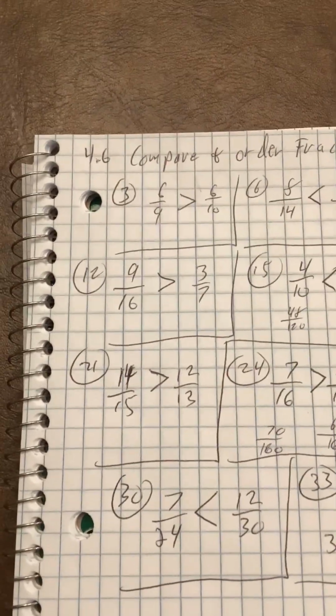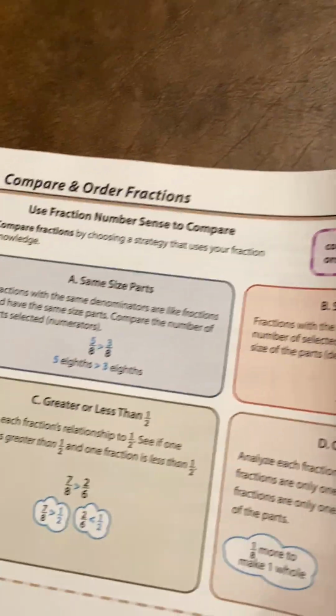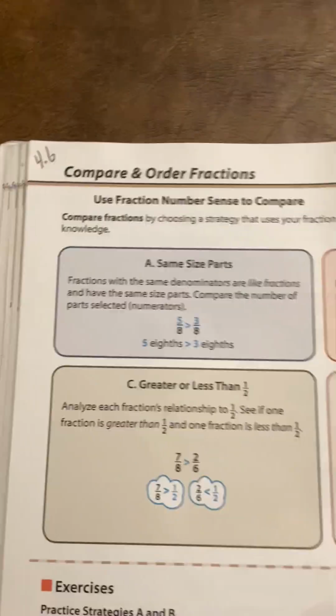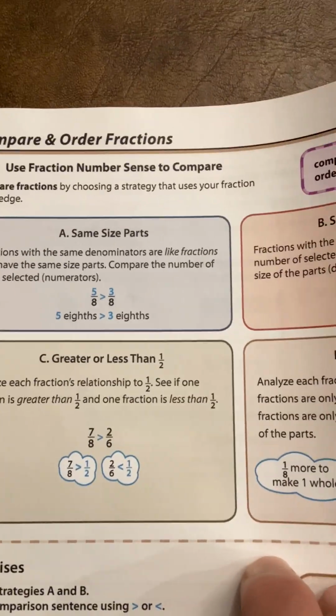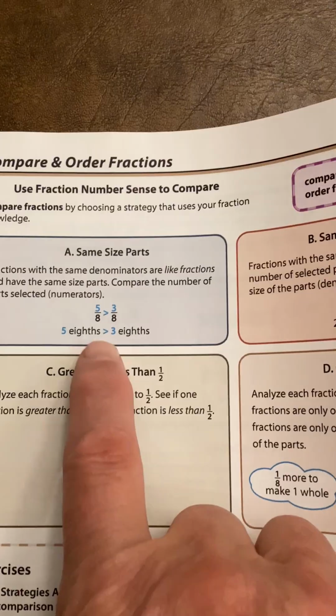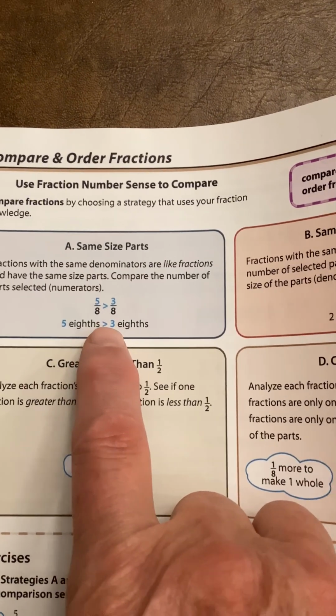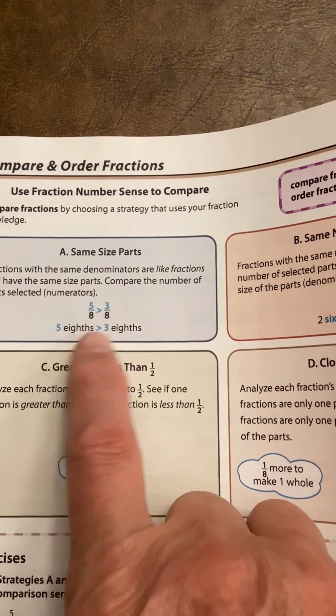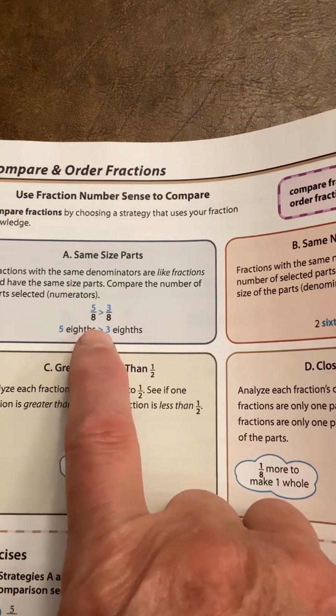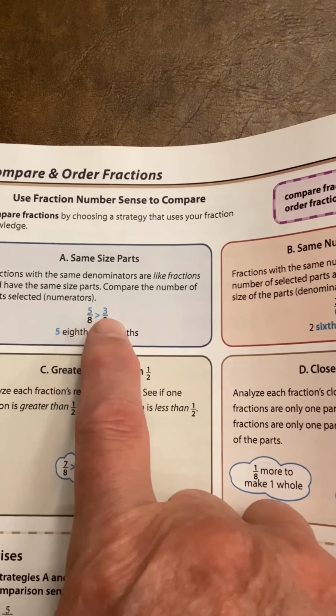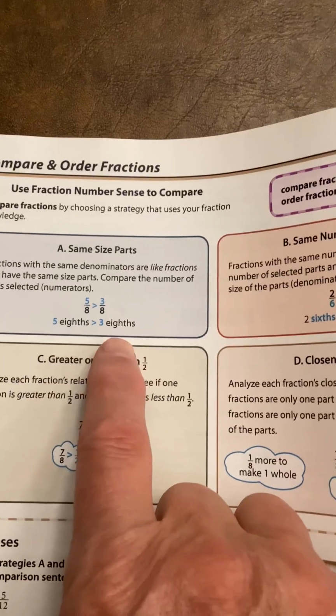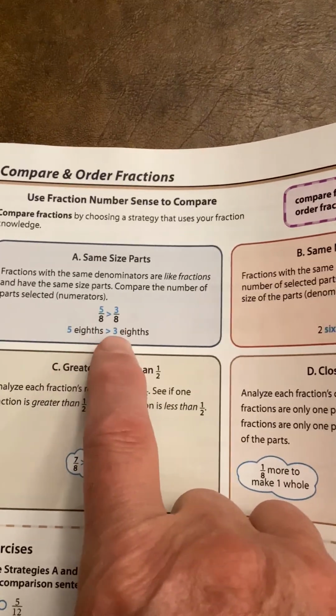Chapter 4, Section 6, Comparing and Ordering Fractions. So there are a bunch of ways you could do this. If they have the same denominator, you just compare 5/8 and 3/8. This is the easiest way. I mean, 5/8 is bigger than 3/8. 5 is bigger than 3. When they have the same denominator, that's the easiest way.